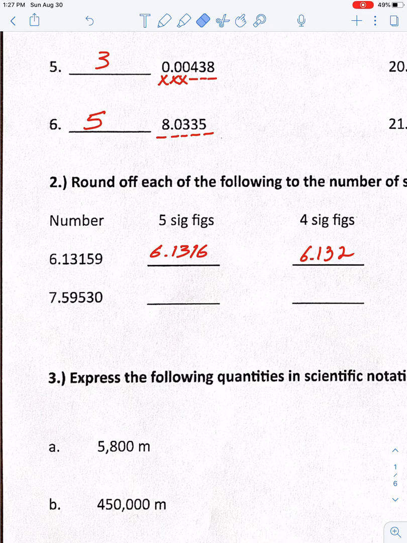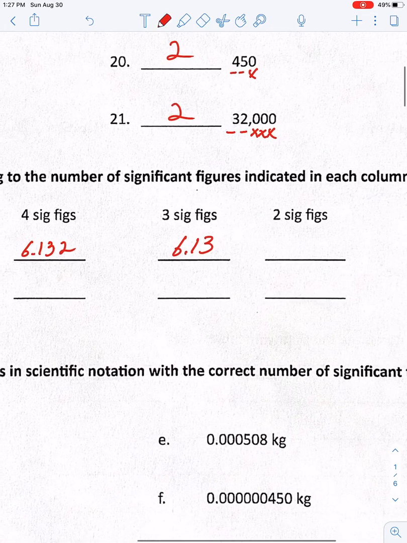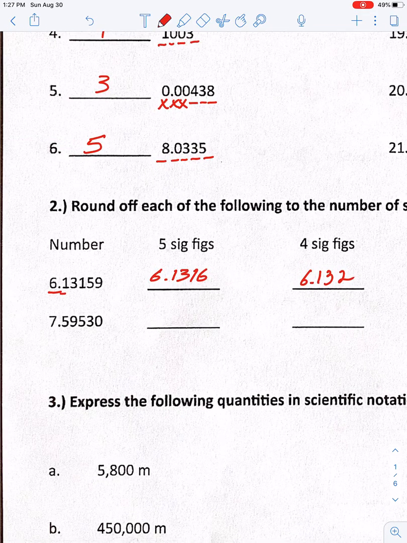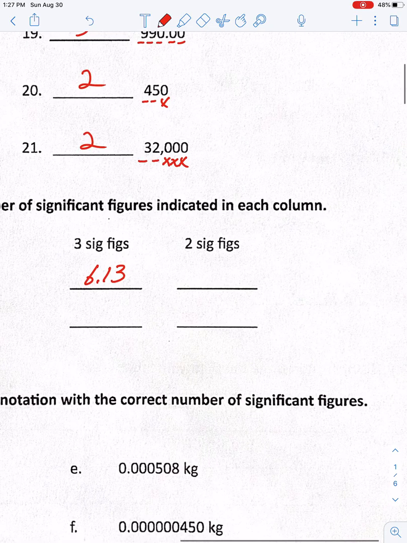Next one, I only need 2. So I would count 1, 2. Draw my line. This 3 would tell me I'm not rounding up, so my answer would just be 6.1.